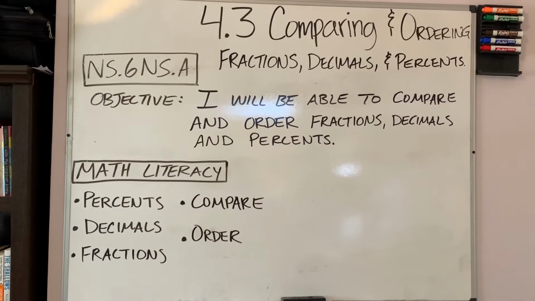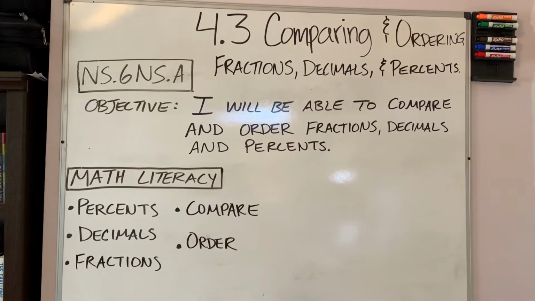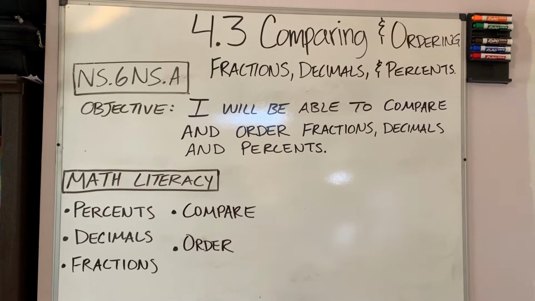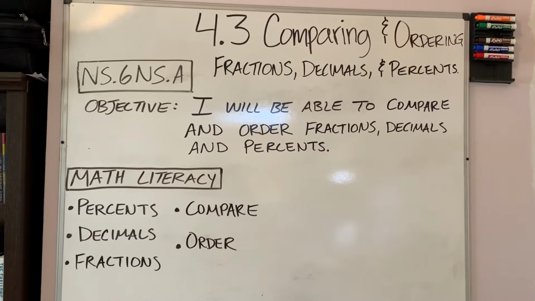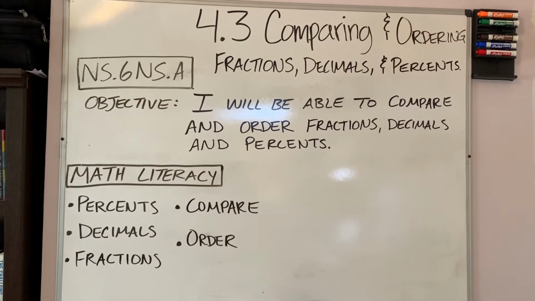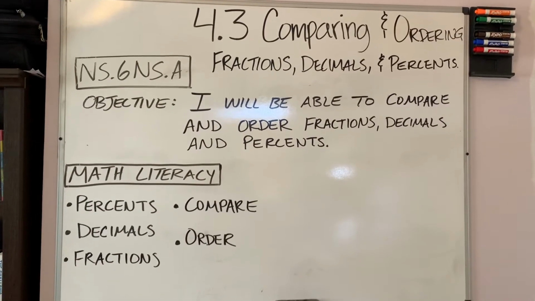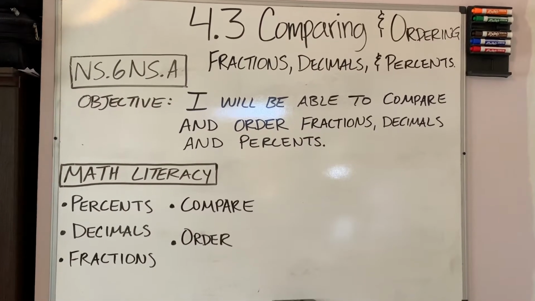So today we're going to be working on 4.3, comparing and ordering fractions, decimals, and percents. Our standard is 6th grade number sense A, and your objective is that we're going to be able to compare and order fractions, decimals, and percents. Our mathematical literacy is percents, decimals, fractions, compare, and order.